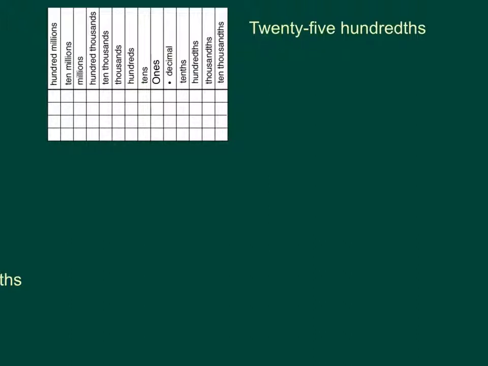So what we need to do is just put a point and then 25. That's how we would write 25/100ths. We have a 2 in the tens place and 5 in the hundreds place. And whatever digit is in the last place value, that's the place value that we read. So in this case, 0.25 is 25/100ths.